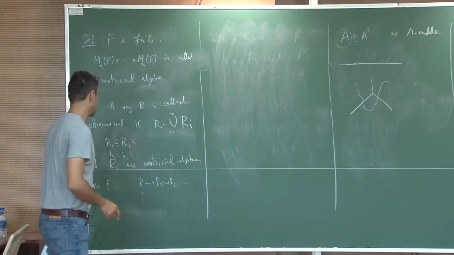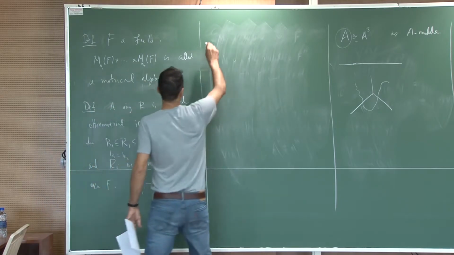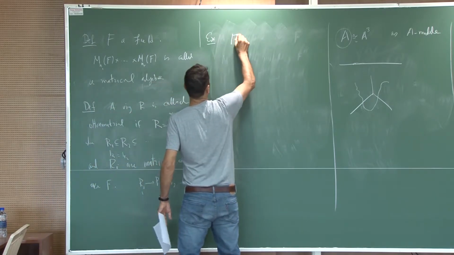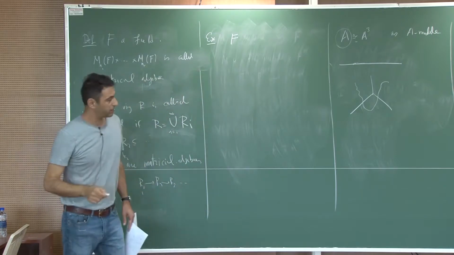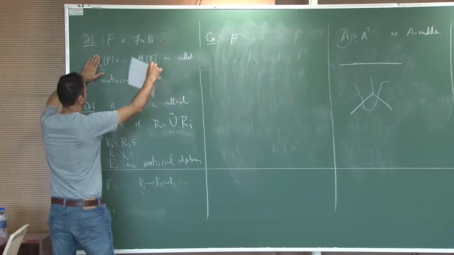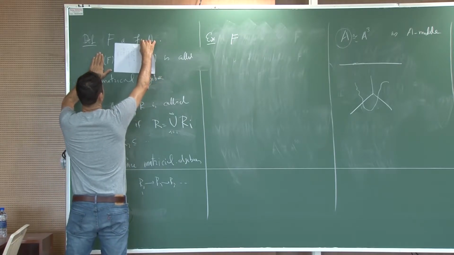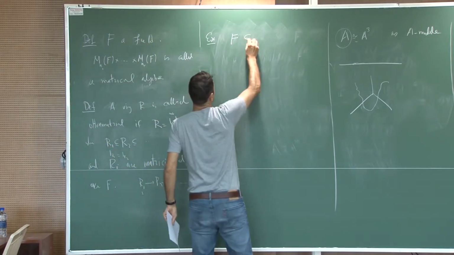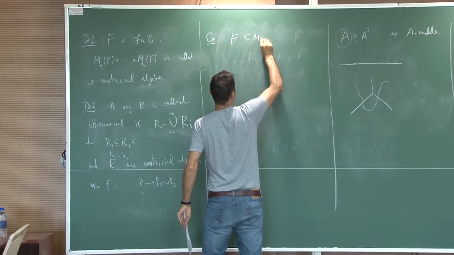Okay, let me give you an example of how this works. Example. So just fix the field F. This is a matricial algebra. This is just a matricial algebra, looks like this. Okay. And then this sits inside M2 of F.